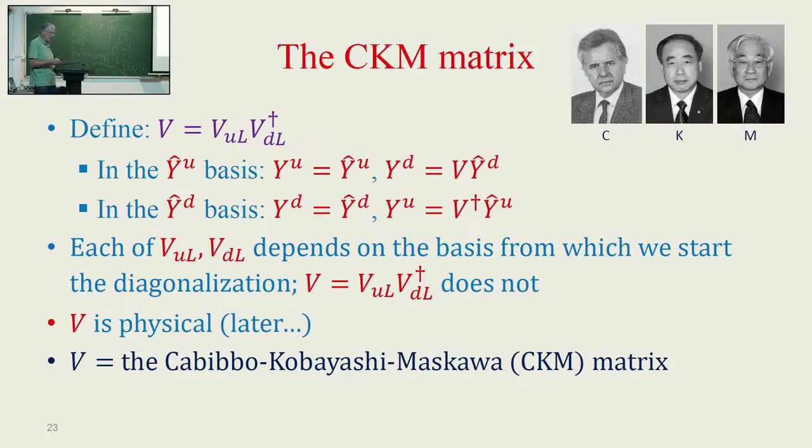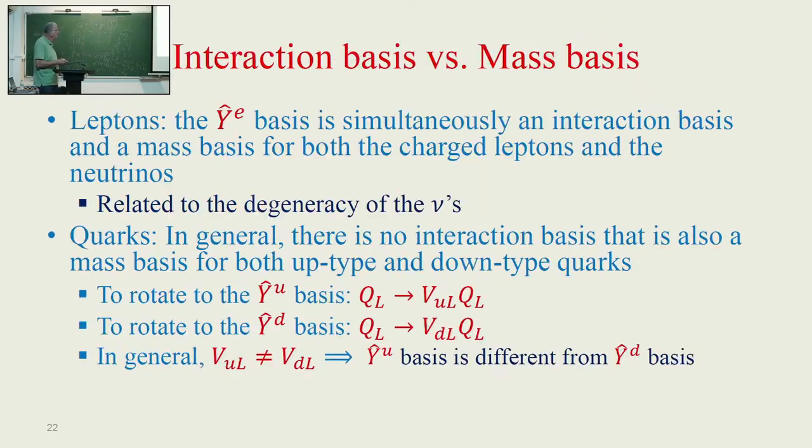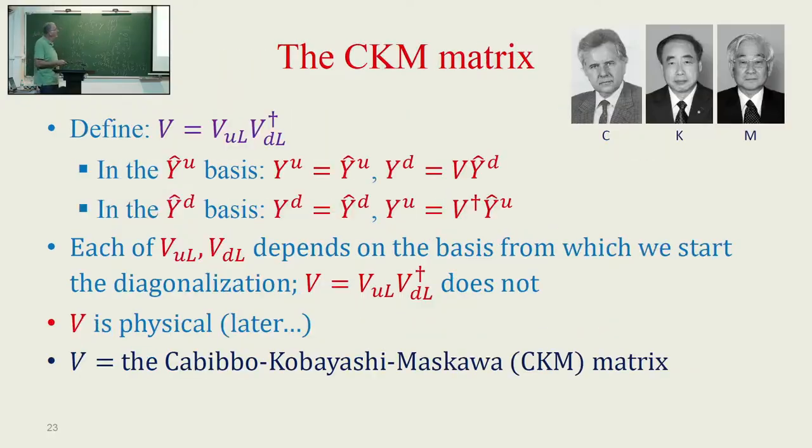Perhaps I should say this. What VU left and VD left are depends on the basis from which we started, and there are an infinite number of bases from which we could have started. And so these cannot be physical quantities. But whatever basis we started from, this combination, VU left VD left dagger, is the same. It doesn't matter from which basis we started.